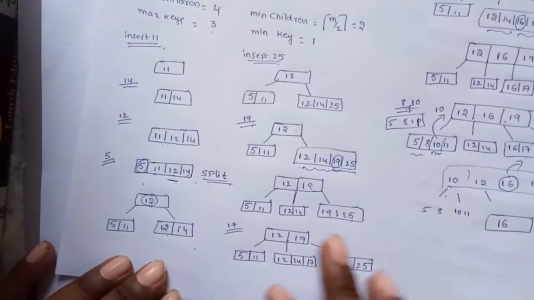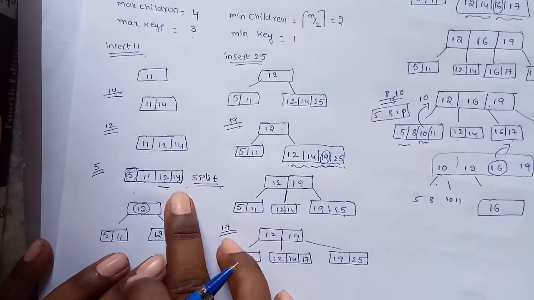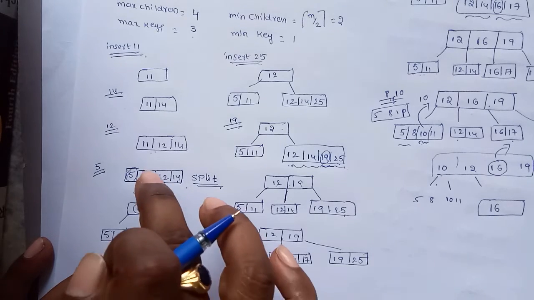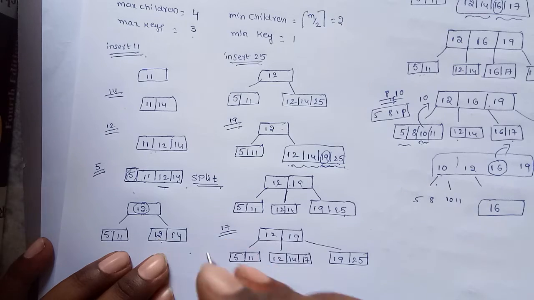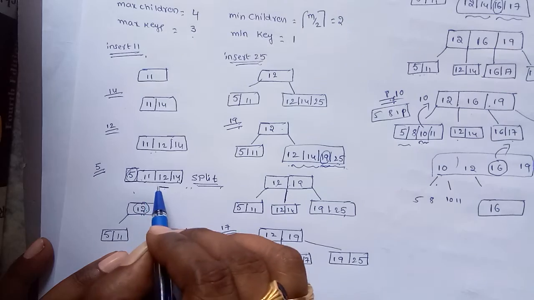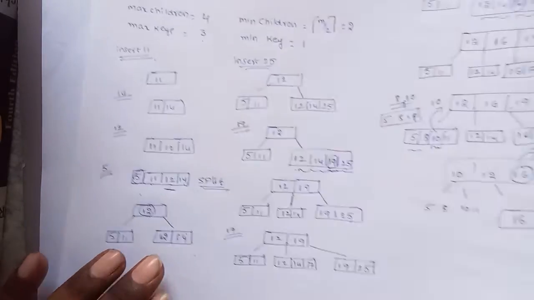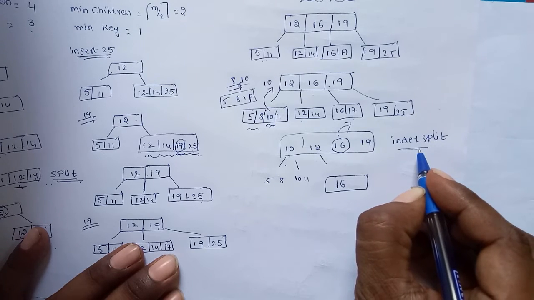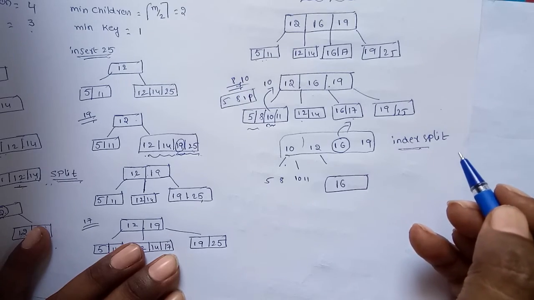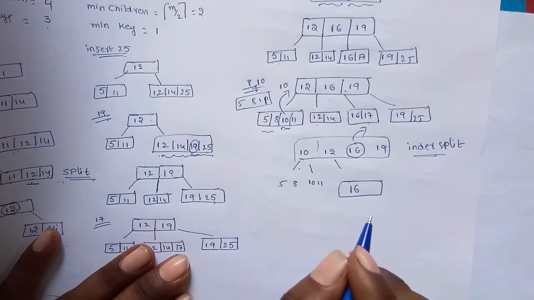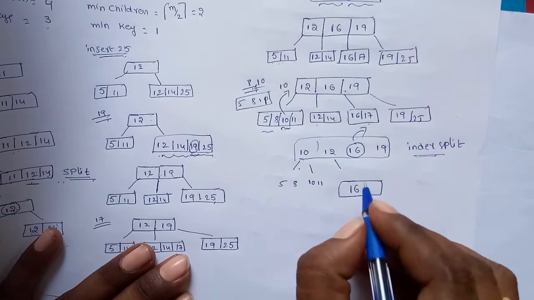If we are performing split operation on the data node, we make a copy of the value both in the index node and the data node. Suppose if you perform a split operation on the index node, no need to make a copy of that node. Okay, so I am finally performing split operation.